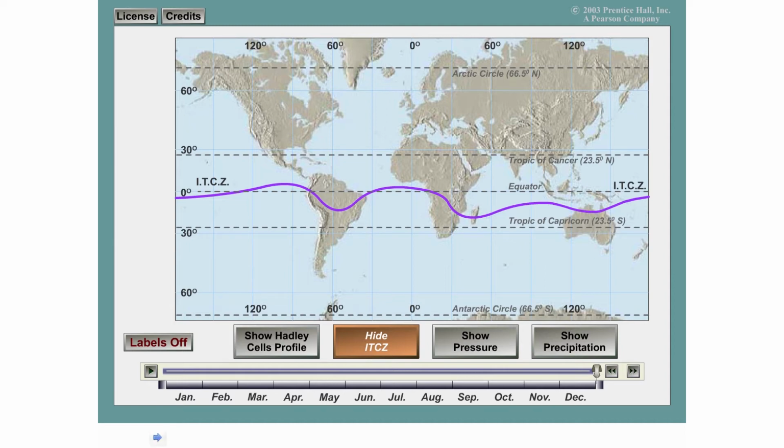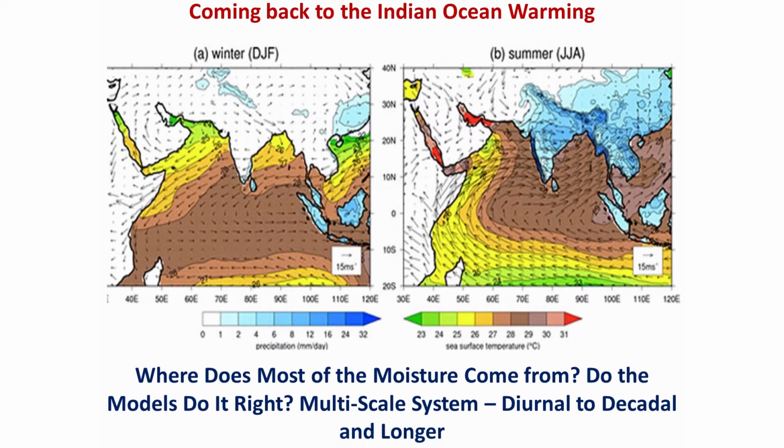Okay, so what does that mean? Let's first look at the circulation over the Indian Ocean. So here again are the sea surface temperatures. The ugly beige and reddish colors are showing warm sea surface temperatures. So in June, July, August, all the warm temperatures have moved to the north.